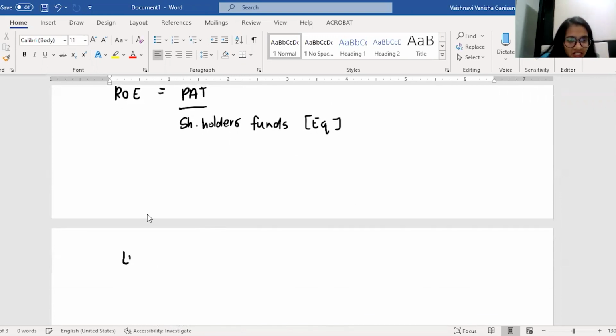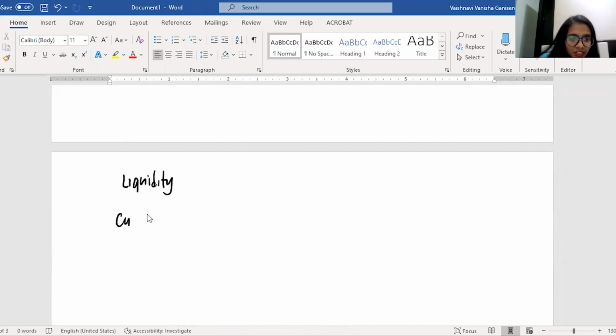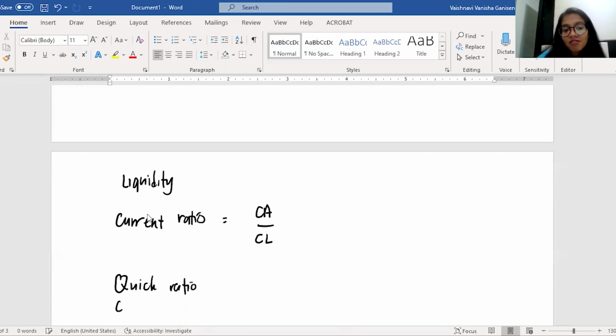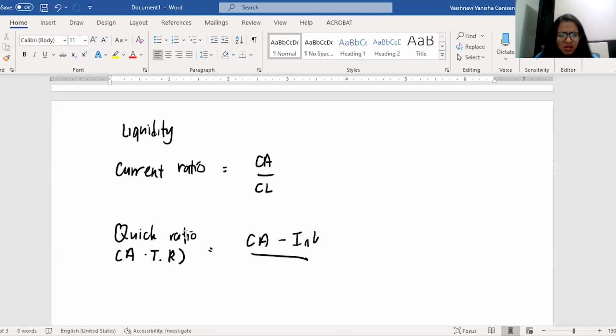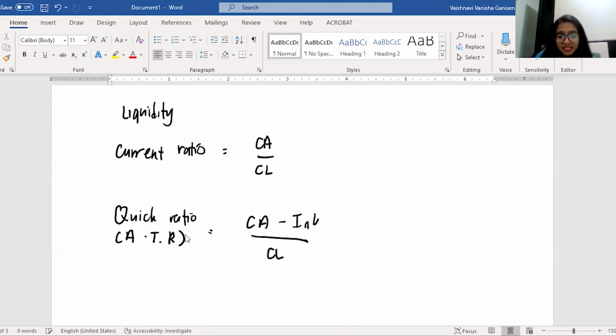So, liquidity ratio. You have current ratio, which is your current asset over current liability. The next one, quick ratio, is another name for acid test ratio. It's current asset minus inventory over current liability. Now, can I know, guys, from you, why is it that you have to minus inventory?